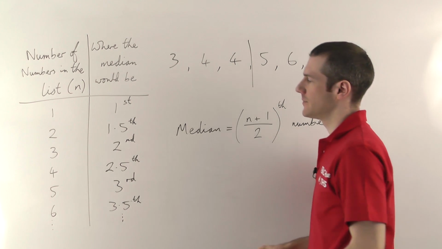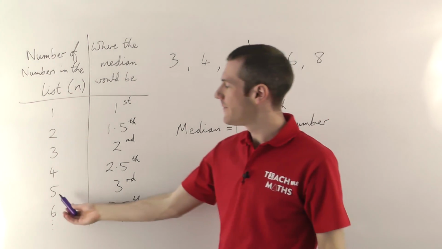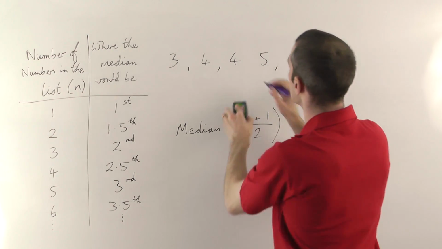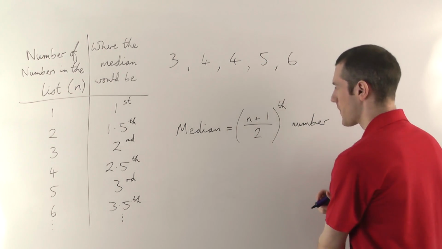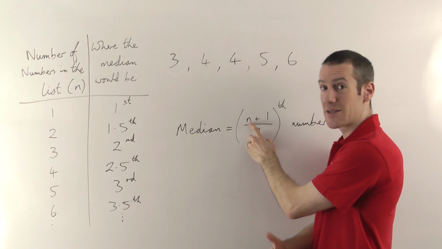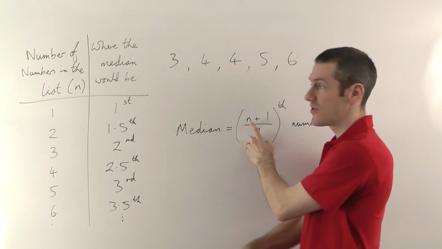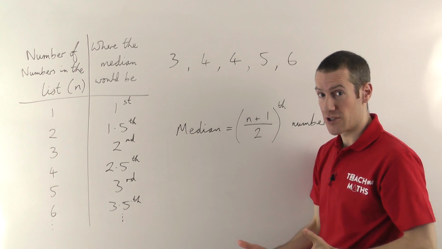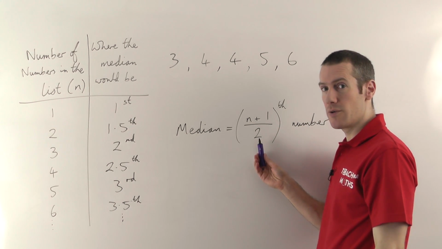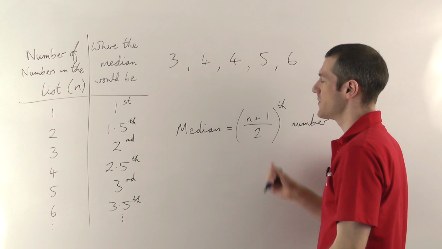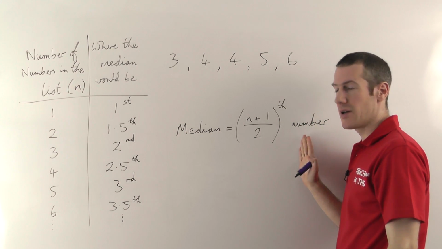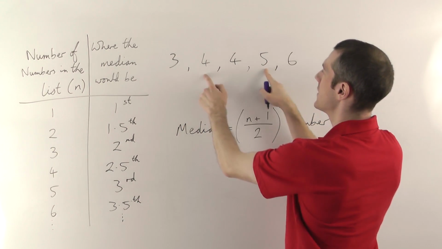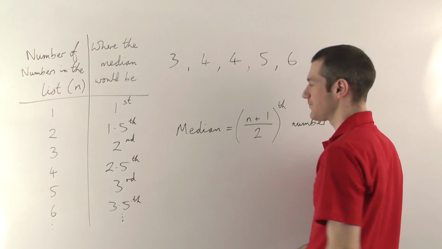So let me give you an example. Let's imagine we've got 5 numbers in our list. Okay, we'll go back to it here. So 5 numbers in our list, so n in this case has to be 5. Remember, n is the number of numbers in the list. So you take 5, you add 1 to it, that gives you 6. Divide that by 2, you get 3. So the median will be the third number in the list. And you can see, here it is, the third number. Pair your way in, it's the third number in the list.